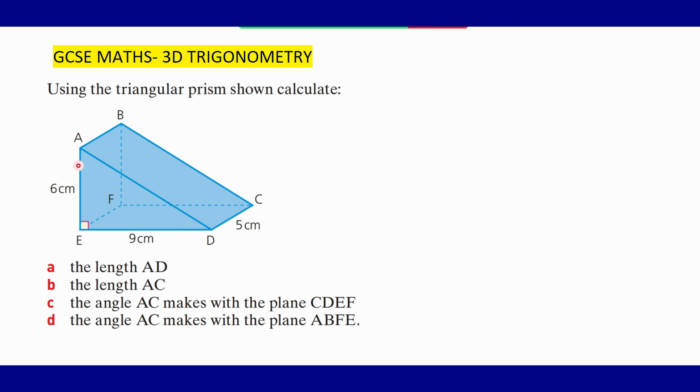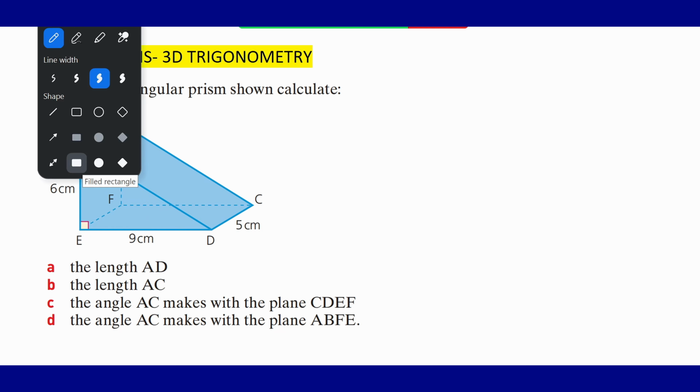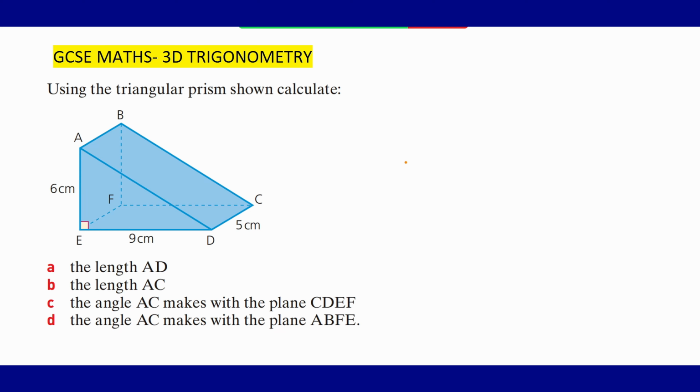This is AD, so this is just using Pythagoras. The length of AD will be AD equals the square root of 6 squared plus 9 squared, because 6 and 9 are the perpendicular sides of the right-angled triangle AED. So AD is the hypotenuse, so we add the squares and then take the square root.